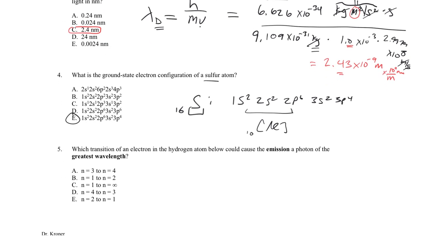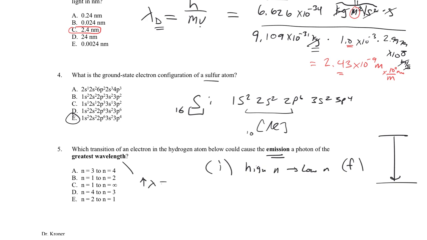Which transition of the H atom below would allow for the emission of a photon of the greatest wavelength? Emission is going to occur from high n initial to low n final. So initially in some high state and then transition to some lower state. And then the greatest wavelength corresponds to the lowest energy change for the atom. When I'm looking at the emission, I don't get emission for A because that's low to high. I don't get emission for B, that's low to high. I certainly don't get emission for 1 to infinity.